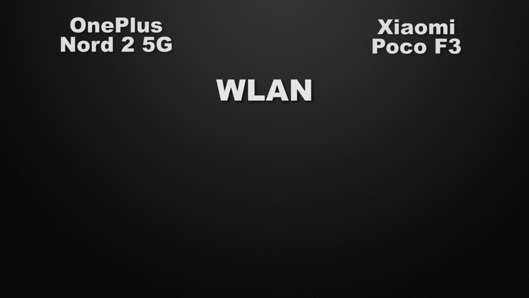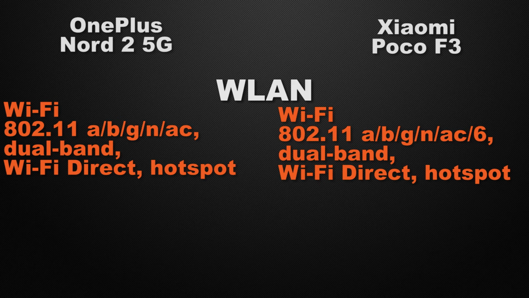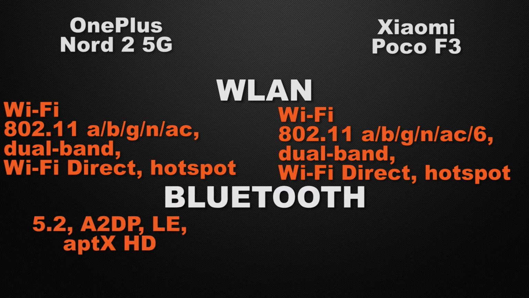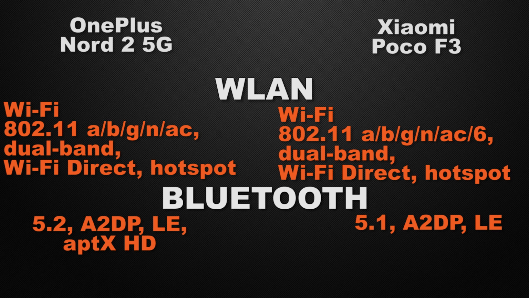Moving to the communication chips in the devices, starting with the WLAN. Both devices come with Wi-Fi AC, dual band Wi-Fi, Wi-Fi Direct and hotspot, but F3 has the 6th generation of Wi-Fi, which provides more coverage area and more speed. So the winner here is F3. And about the Bluetooth version, Nord 2 has Bluetooth 5.2, whereas F3 has Bluetooth 5.1. So the winner here is Nord 2 because it has the newer generation of Bluetooth.